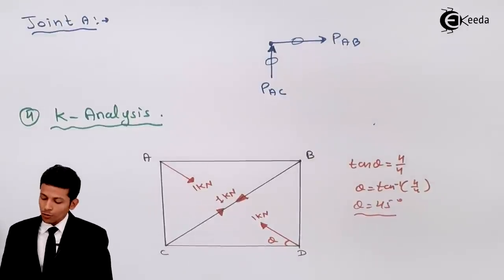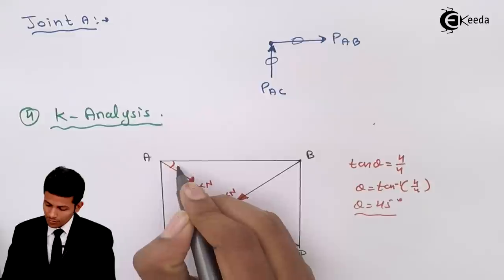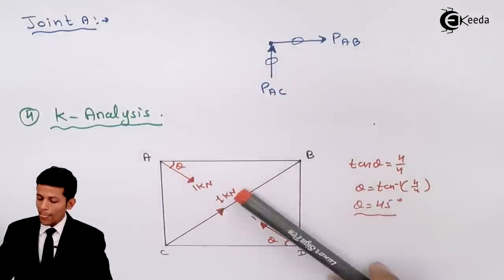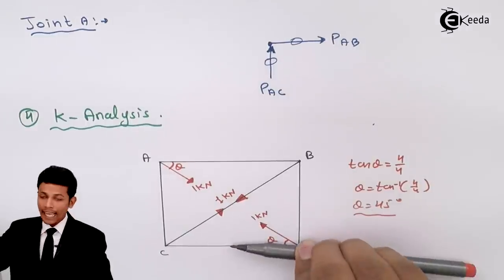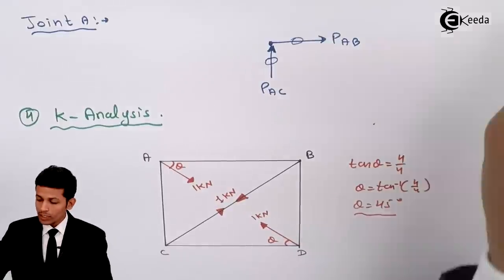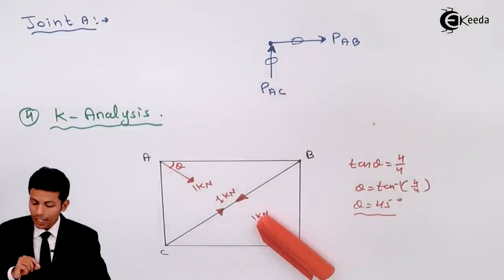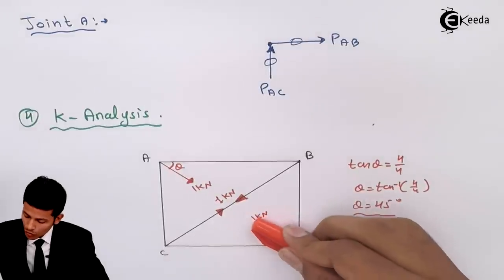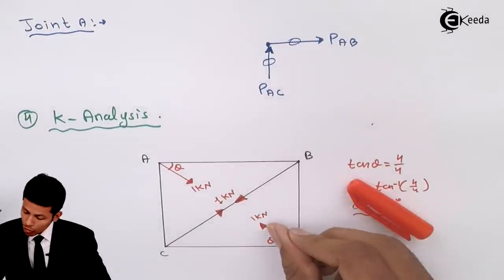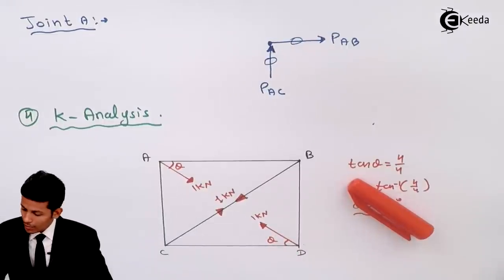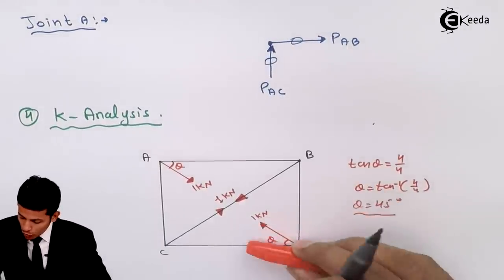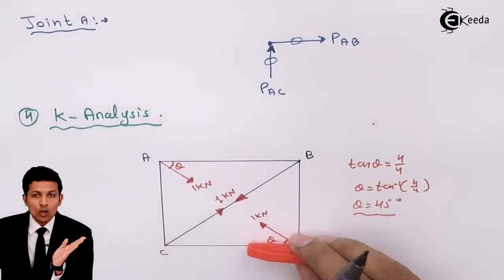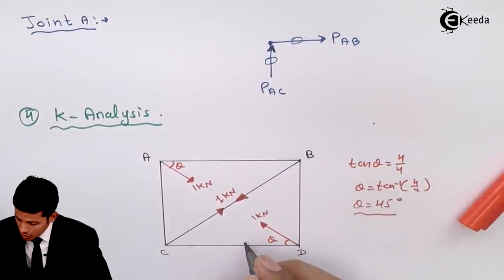Now see, what you have to do friends. If you are resolving this 1 kN over here like this, always see friends, this 1 kN is going up. Now we have to resolve this 1 kN over here. So see, when you are resolving this over here, the sign will change. This 1 kN, when we are resolving over here, will go in this direction. So to oppose this, you have to apply in this direction. You will apply like this.